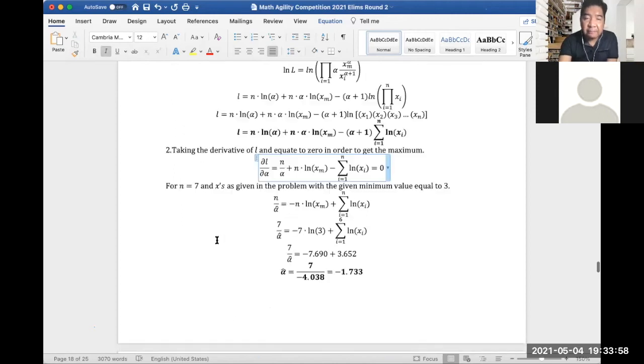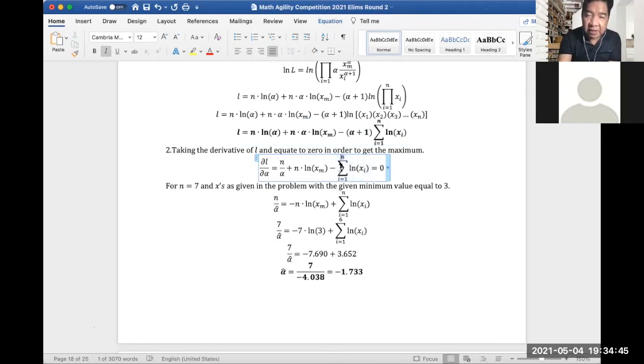So we need to get the partial derivative of L with respect to alpha. So that is equal to n over alpha, since the derivative of ln alpha is 1 over alpha, for the first term. And then for the second term, we have alpha, so that's only equal to 1, right? And then for the last one, since we have alpha and the one with the factor of 1 would be 0, we will only have this summation times alpha, where the derivative of alpha would be equal to 1.